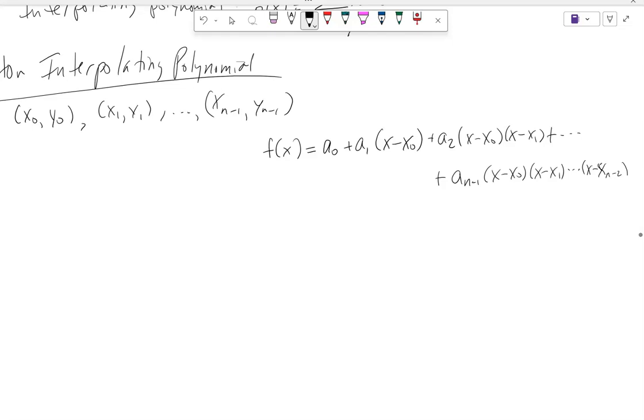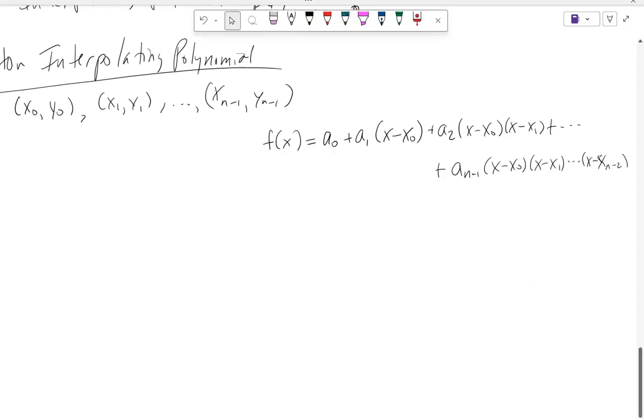So the system of equations becomes what? Let's look at this real quick. You would have your A naught has to equal your Y naught. Your A naught plus A1 times X1 minus X naught has to equal Y1. Because again, if I put in X1 on the right-hand side, it kills all the other terms.